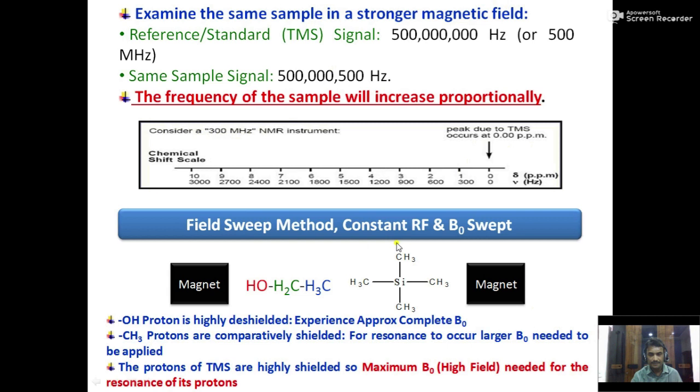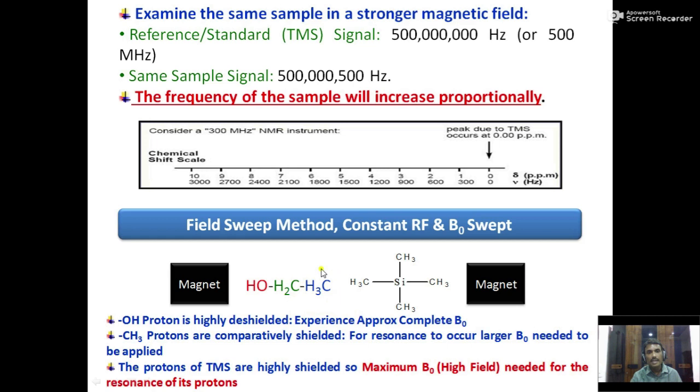Then the field sweep method. In the field sweep method, we know that we are sweeping the magnetic field, we are keeping the radio frequency constant, and B0 is swept. We are continuously changing the B0. The first signal will be of OH. In this case, the proton of OH is highly deshielded, because oxygen is highly electronegative, it will fetch the electron density nearby to this proton. That's why this OH proton is deshielded. It is not having sufficient electron density nearby to it. So whatever magnetic field is applied, that will be directly experienced by this OH proton.